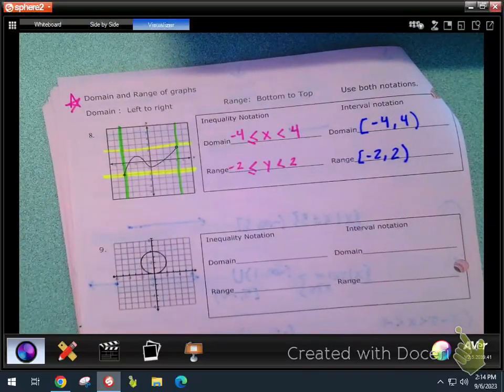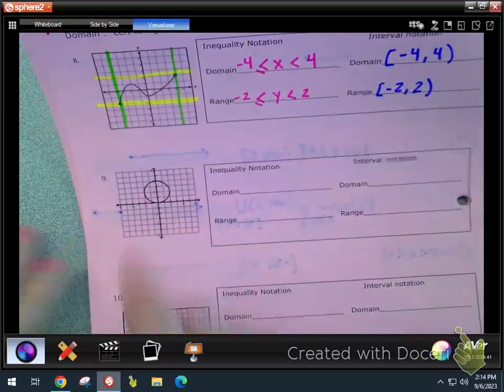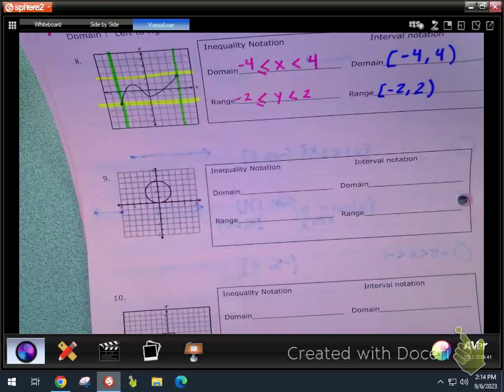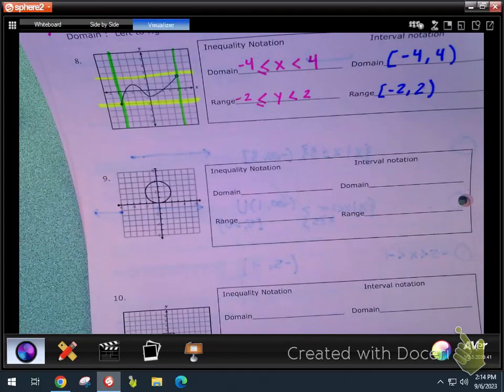All right. Try number 9. Is number 9 a function? No. Why not? X repeats. It fails the vertical line test. X repeats. Yes, but you can still do domain and range even if it's not a function. So, ready, set, go. Do that one.